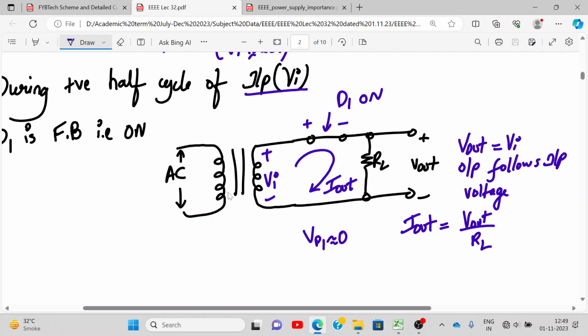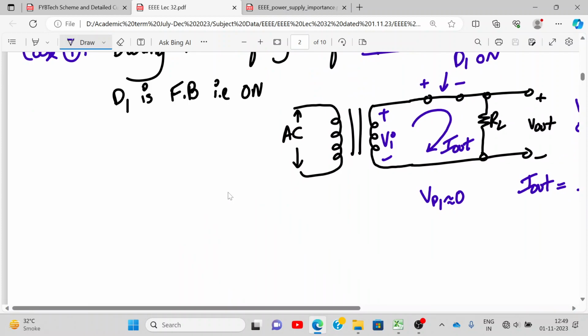Now similarly, we have to go for negative half cycle. Listen very carefully. Can I start? Negative half cycle. Okay, so write down case number 2.